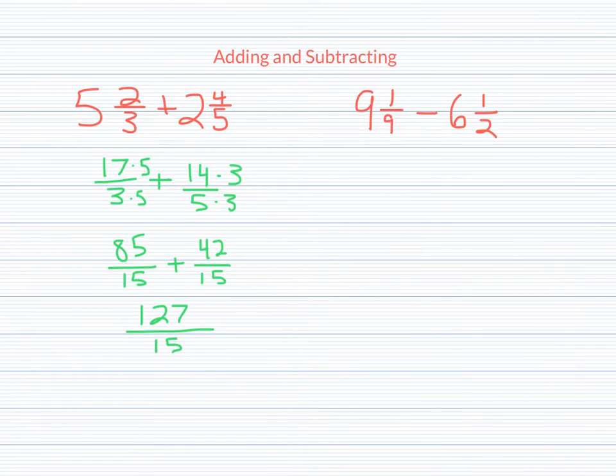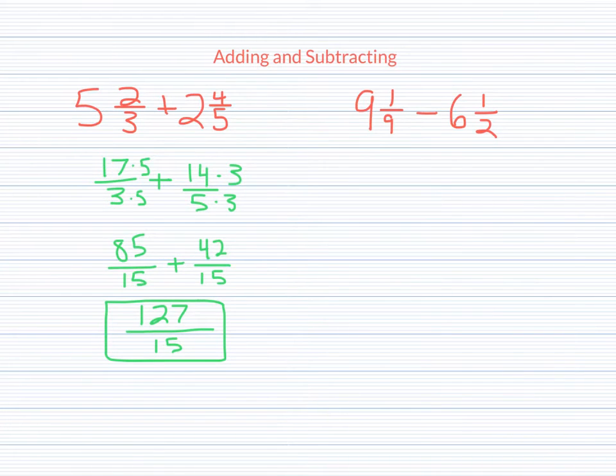Now in algebra, we don't always have to write our answers as mixed numbers. Sometimes improper fractions are going to be a lot easier to work with. So we're going to leave this as an improper fraction. We do want to try to simplify it. Now, I notice our denominator is 15. I know 3 and 5 go into 15, but they don't go into 127. So we are actually fine with this answer right here. That is as simple as it gets.